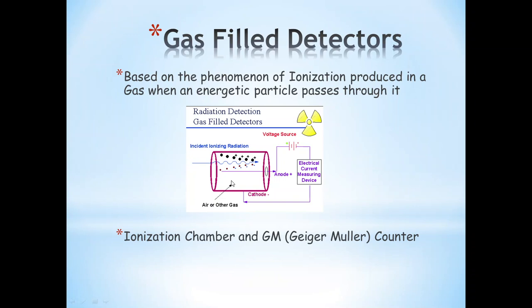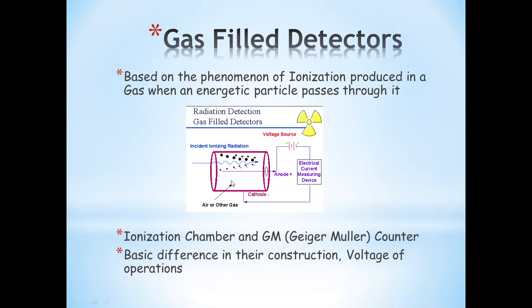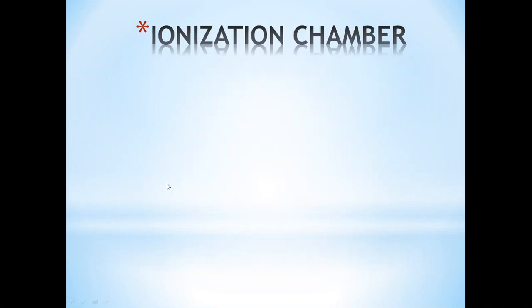So we'll be talking about two kinds of gas filled detectors in this semester, the ionization chamber and the Geiger-Müller counter. The basic difference between these two detectors is in their construction and the voltage of operation, meaning the voltage that is applied between the anode and the cathode. So first we'll discuss the ionization chamber.